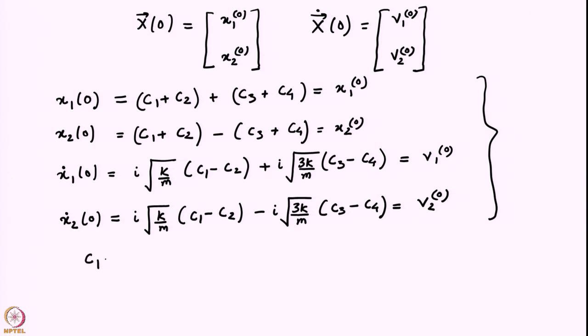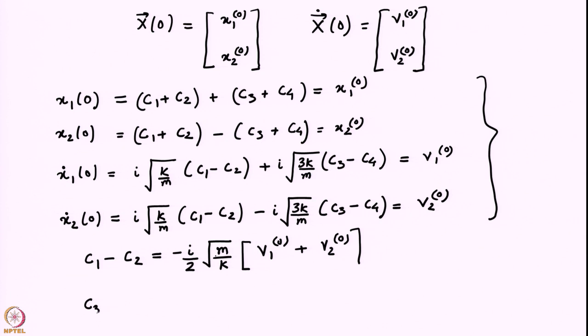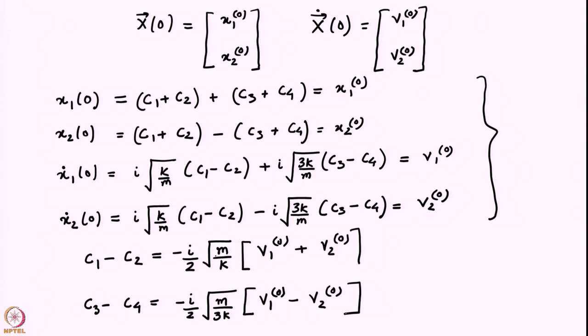You can immediately see that we do not need their individual values, the difference is just this. We had expected earlier that i times c1 minus c2 will be a real quantity, and you can readily see that from what I am writing down. Similarly, i times c3 minus c4 would be a purely real quantity, and that you can see here.